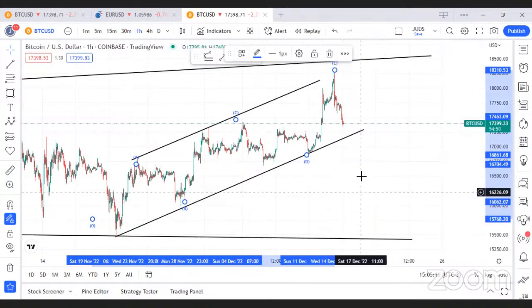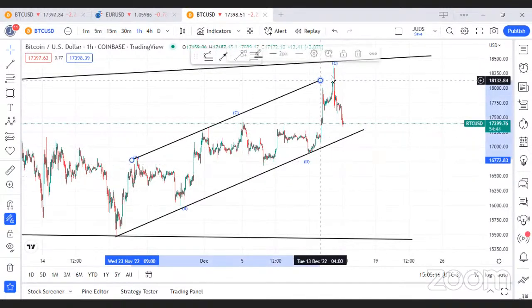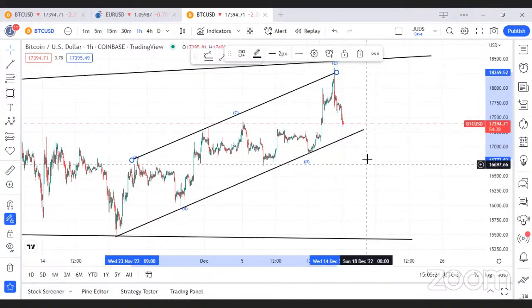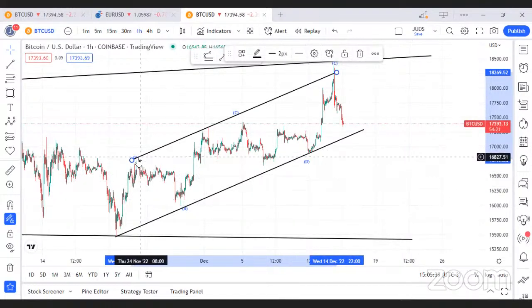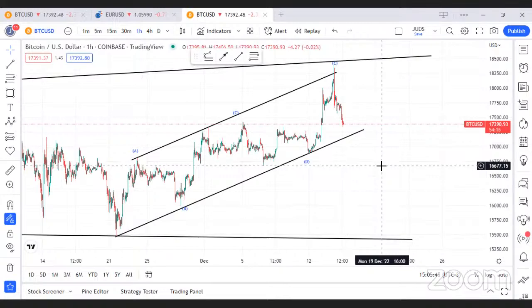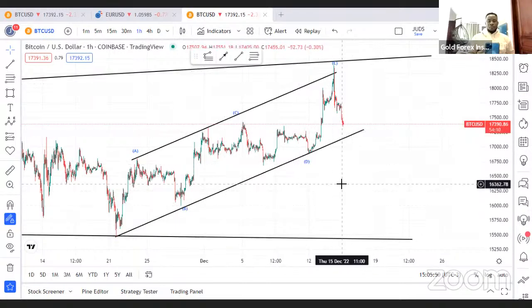So we need to get out of this. You see, we said earlier that corrections are contained within channels most of the time. So to tell us that the correction is complete, we need to break out of the channel that is holding the correction. And then we will look for bearish setups. That is our bearish flag or any other correction outside of the channel. That gives us our entry.